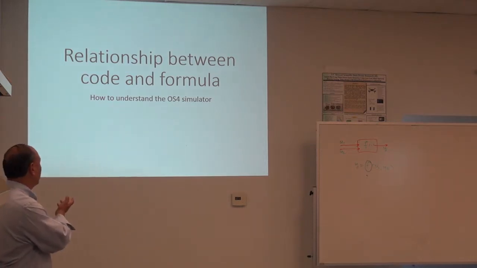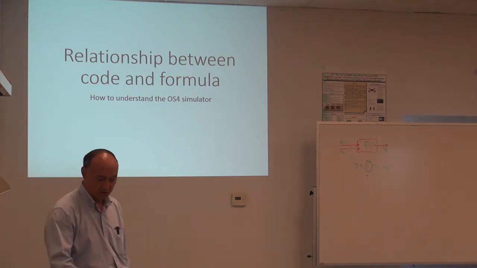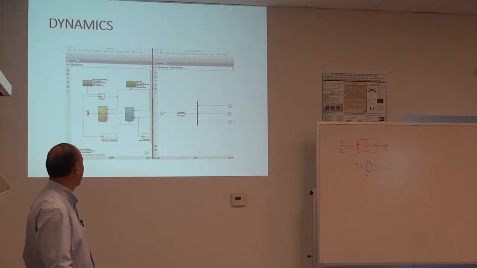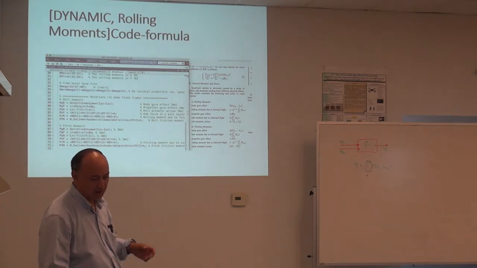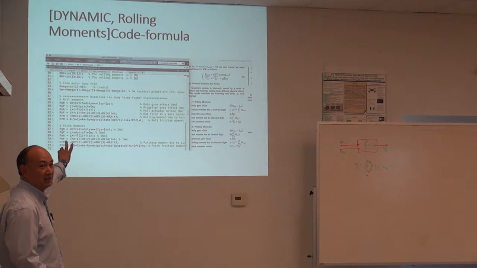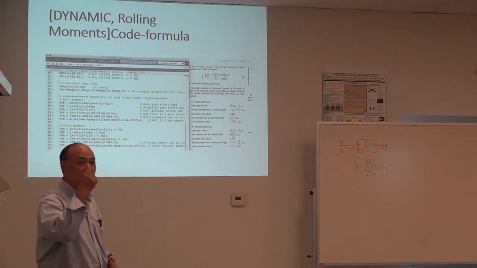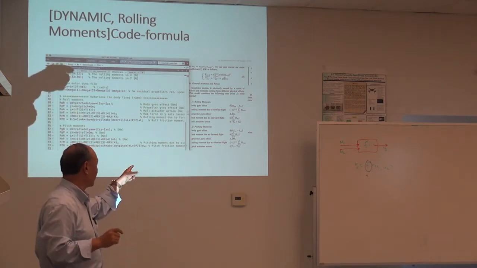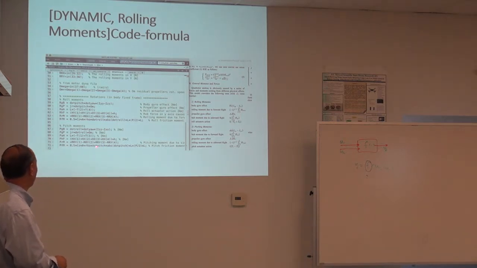So basically, I want you to write down the relationship between the code and the formula. In the dynamics part, you will see the signals from where to where, and so rolling moment, code, formula. You have code on this side, formula on this side. I uploaded that chapter, so these are from that chapter. You have equations here, and code here.